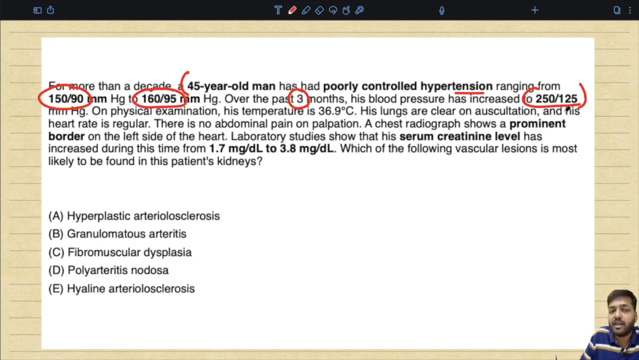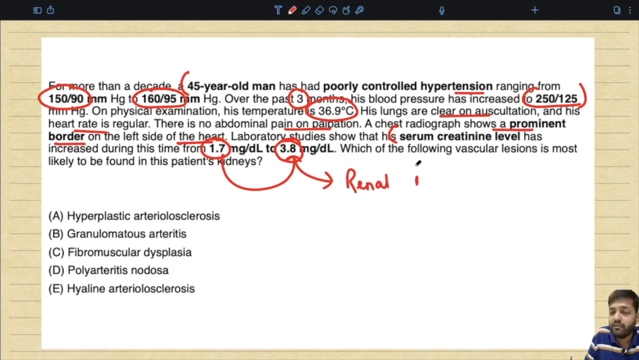On physical examination, his temperature is 36.9, his lungs are clear on auscultation, and his heart rate is regular. There is no abdominal pain on palpation. A chest radiograph shows a prominent border on the left side of the heart. Laboratory studies show that his serum creatinine level has increased during this time from 1.7 to 3.8. So there's a drastic increase. That means the patient is going into renal failure.